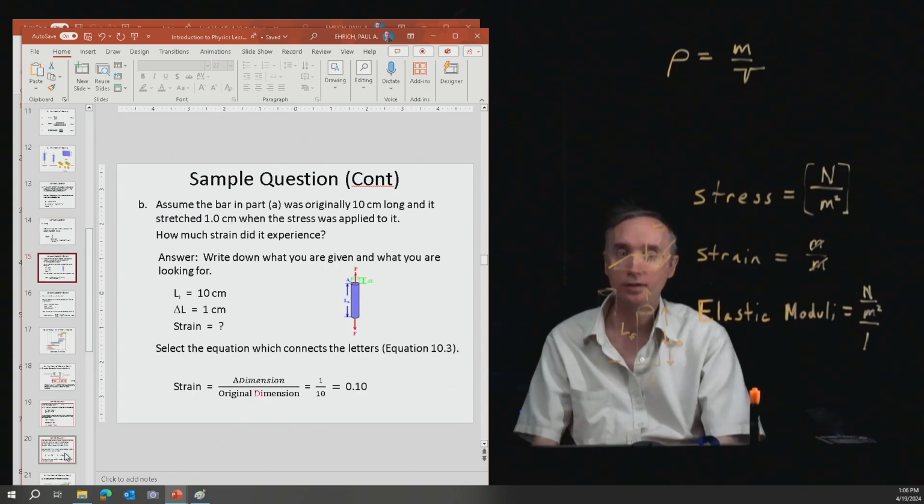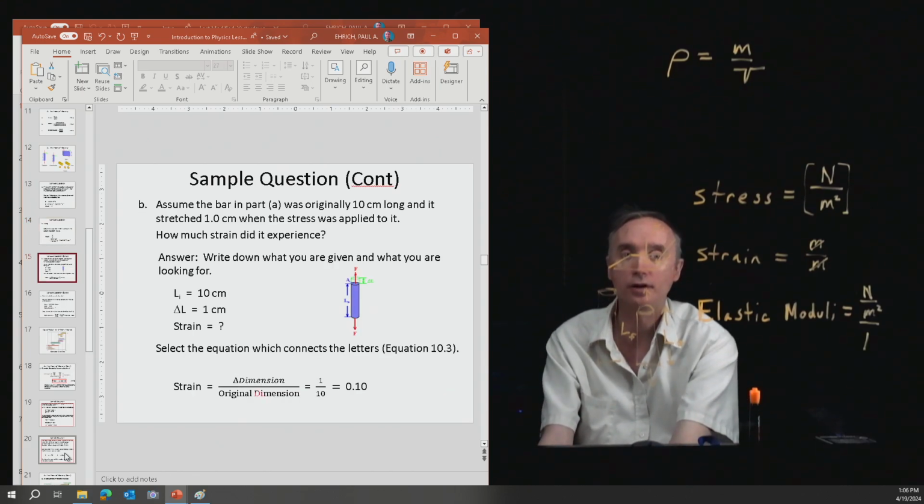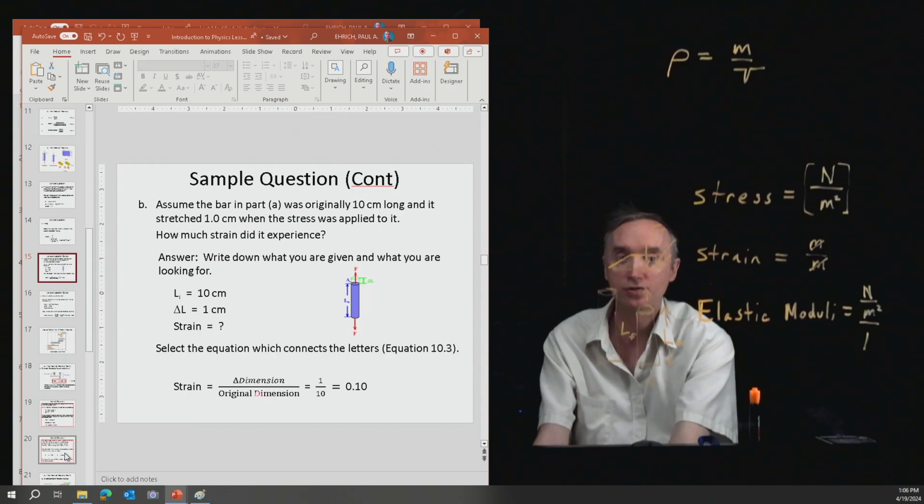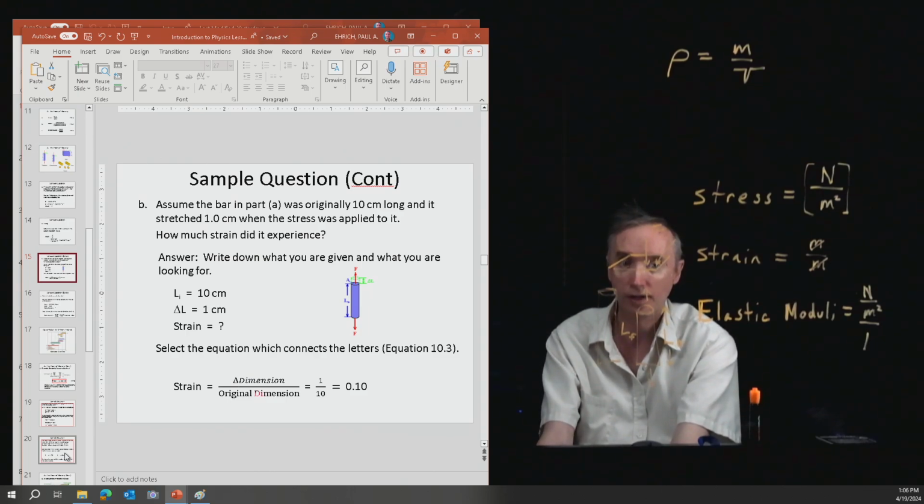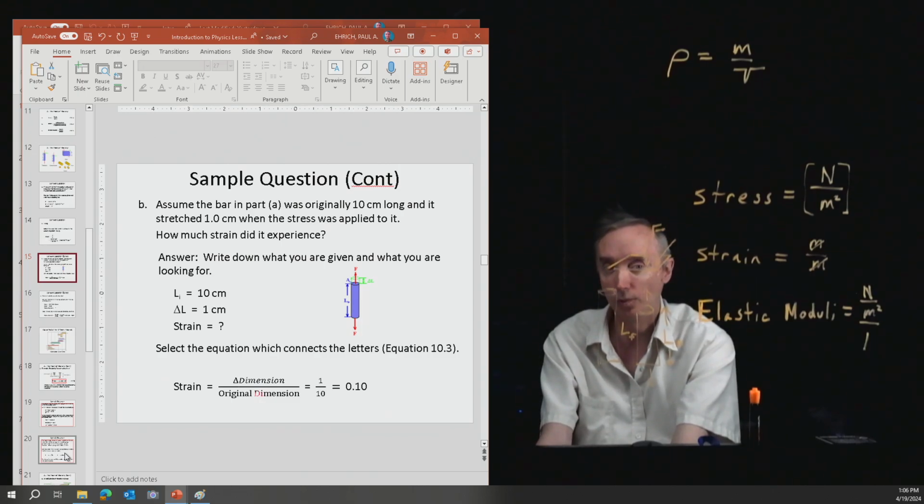Now in part B, assume the bar in part A was originally 10 centimeters long, and it stretched 1 centimeter when the stress was applied to it. How much strain did it experience? So the original length is 10. The change is going to be 1. So what's the strain? We're going to take 1 divided by 10, which is going to be 0.1.